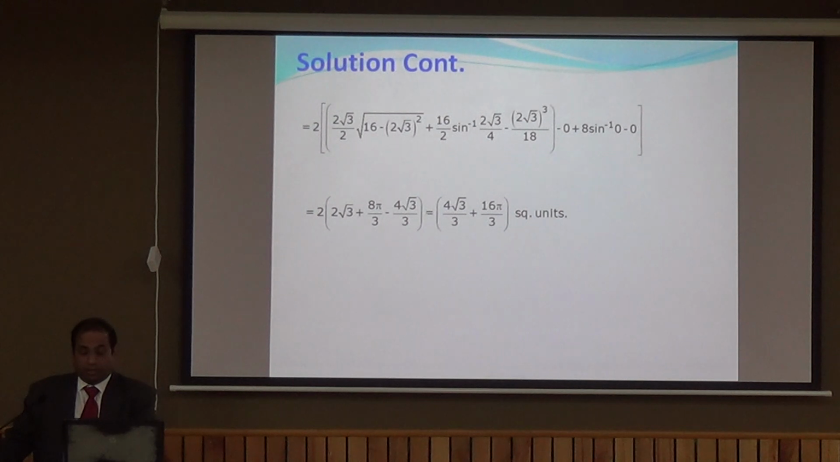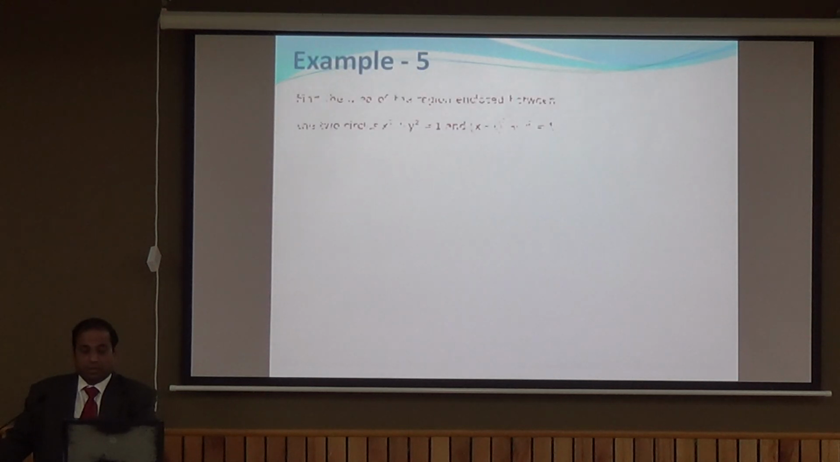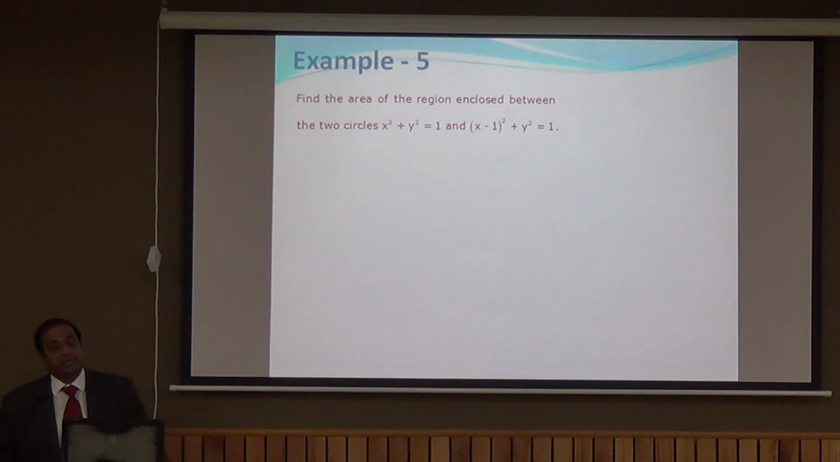Now, another example: find the area between the two curves. These two curves are circles. One circle has its center at the origin (0, 0), and for the other the center lies on the x-axis. One circle is x square plus y square is equal to 1. The other circle is (x minus 1) whole square plus y square is equal to 1.